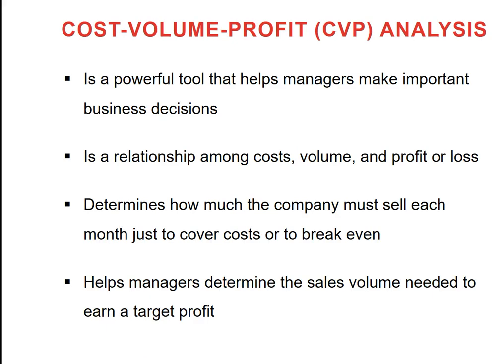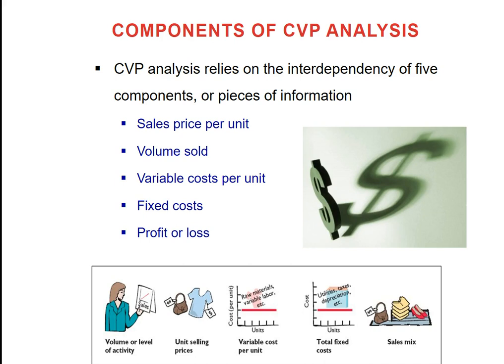So cost, volume, profit or CVP analysis is really an important tool that helps managers to take some important business decisions. This analysis shows the relationship among several variables such as cost, volume, profit and loss, and it helps managers to determine how many units they need to sell to make a profit, or what the break-even point is, and it also helps the manager to determine a certain amount of sales that they need to make to earn a target profit.